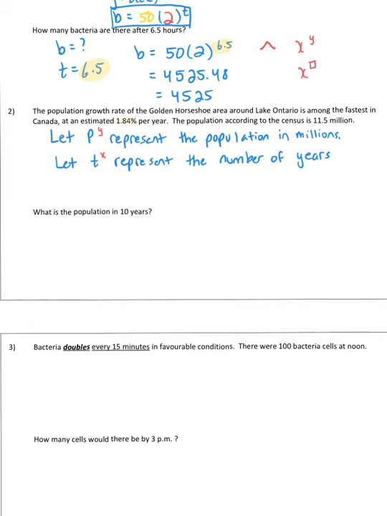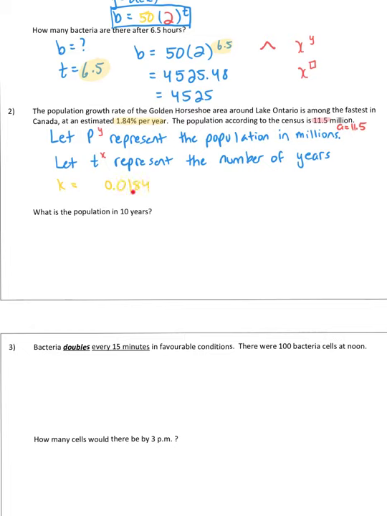So we are told that it is growing at 1.84% per year, and that the initial value is 11.5. So A is 11.5 because we defined our population in millions. However, K is not simply 1.84. When you are given a percentage, you need to change that to a decimal. So 1.84 divided by 100 is 0.0184.